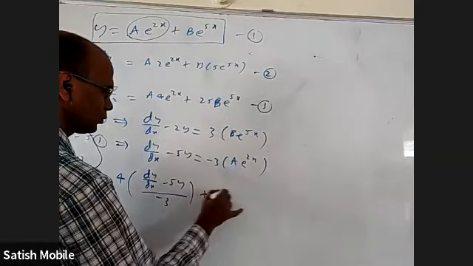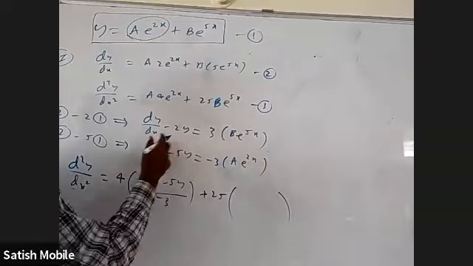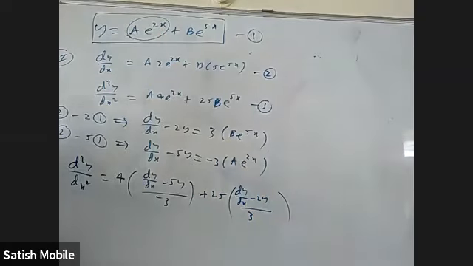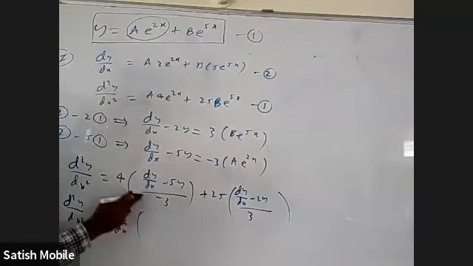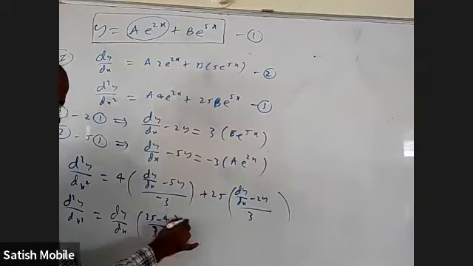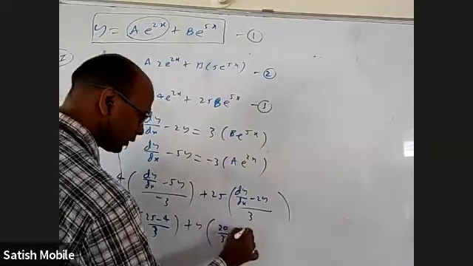25 into b e power 5x, I can write this by 3. dy by dx minus 2y by 3. I can bring 3 here, or let me see if it can be cancelled. So d square y by dx square, if I take dy by dx common, I'll get minus 4 by 3 plus 25 by 3, so 25 minus 4 by 3. And if I take y common, this is 20 by 3. This is minus 50 by 3.